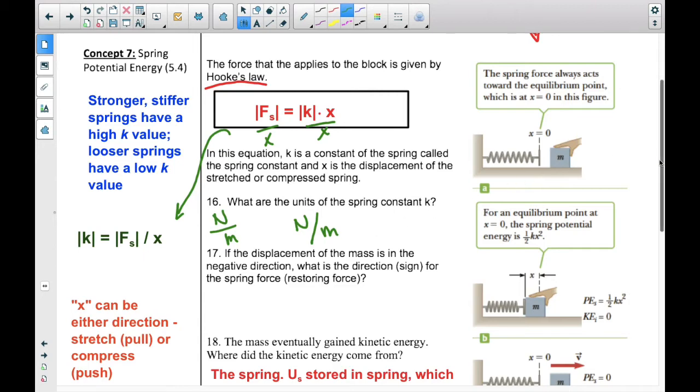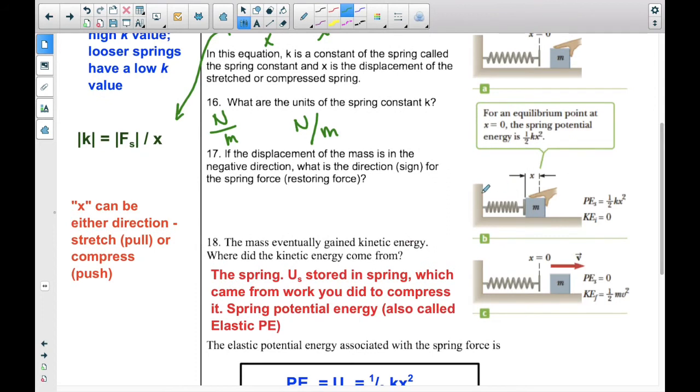Number 17, if the displacement of the mass is in the negative direction, what is the direction or the sign of the spring force, the restoring force? Let's take a minute to think about this. Let's draw a little diagram. Let's say you have a spring like this, and you compress it to the left. Then we have this thing called the restoring force. The restoring force means it goes back to its original shape, because that's what the spring wants to do, right? If you compress the spring, it's going to go back to its original shape.